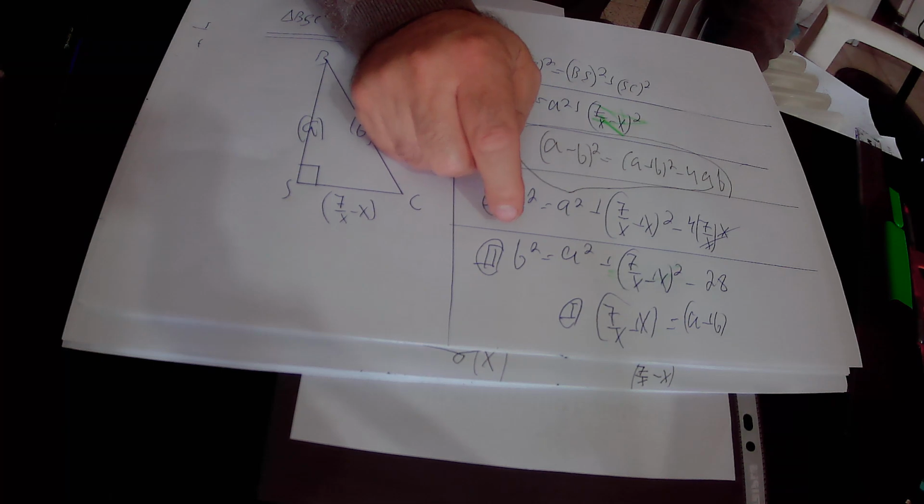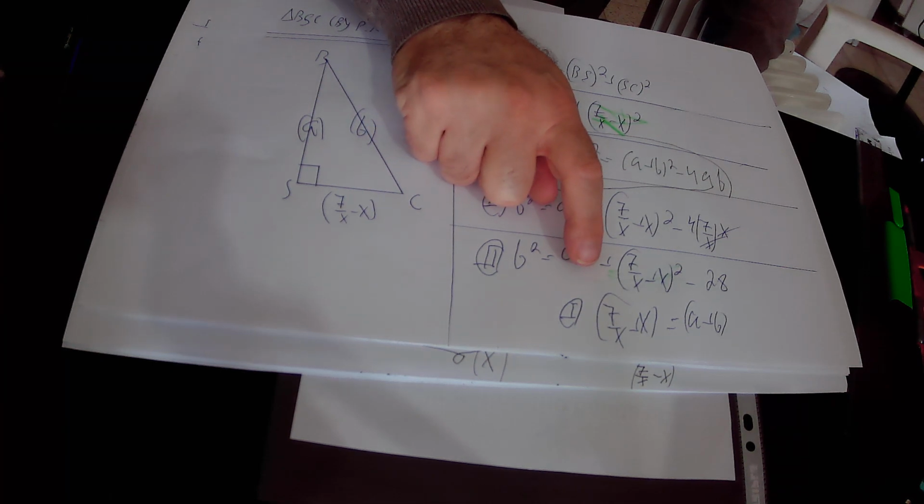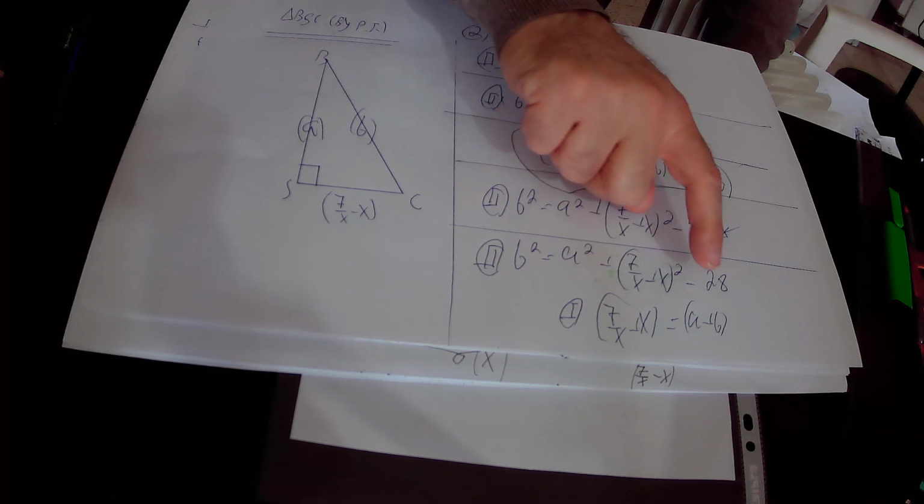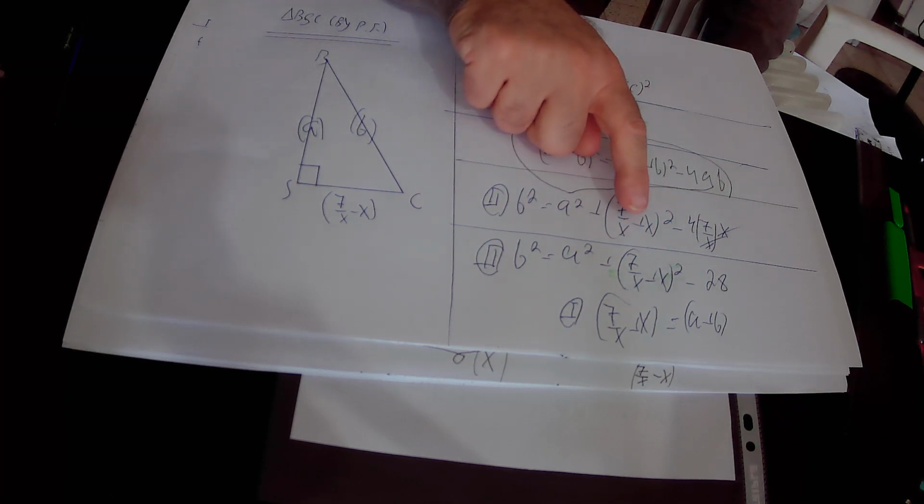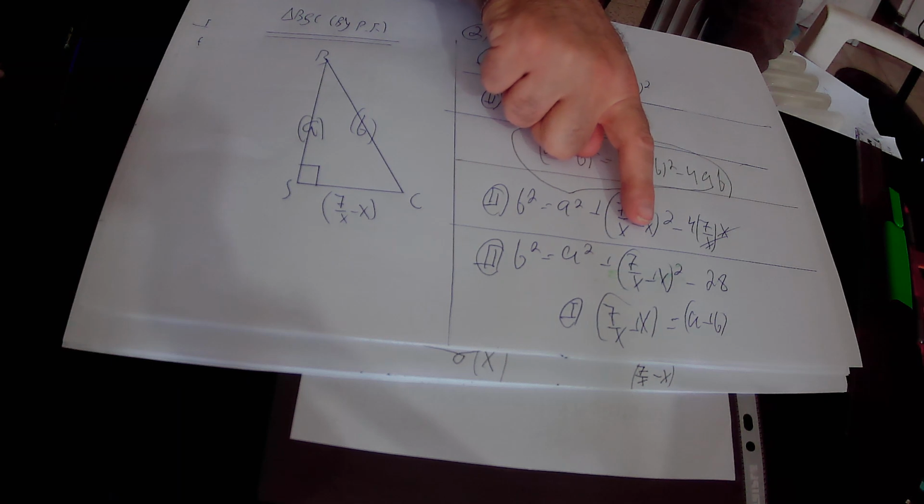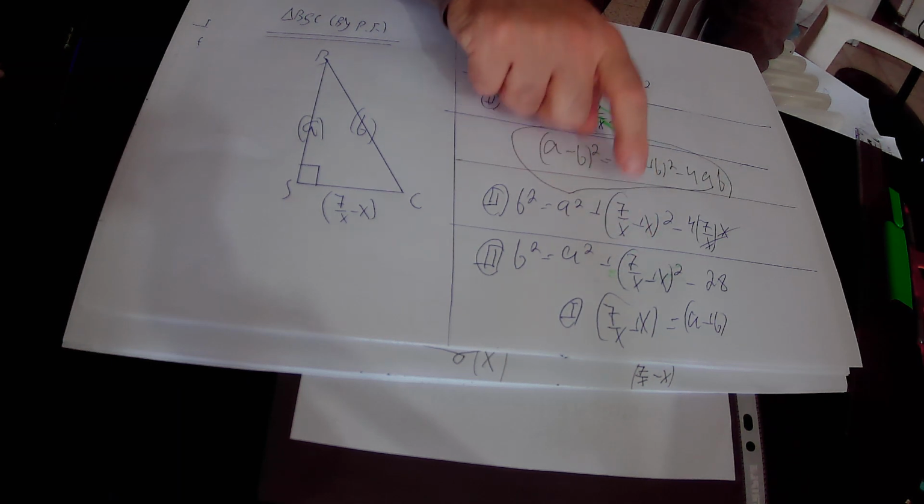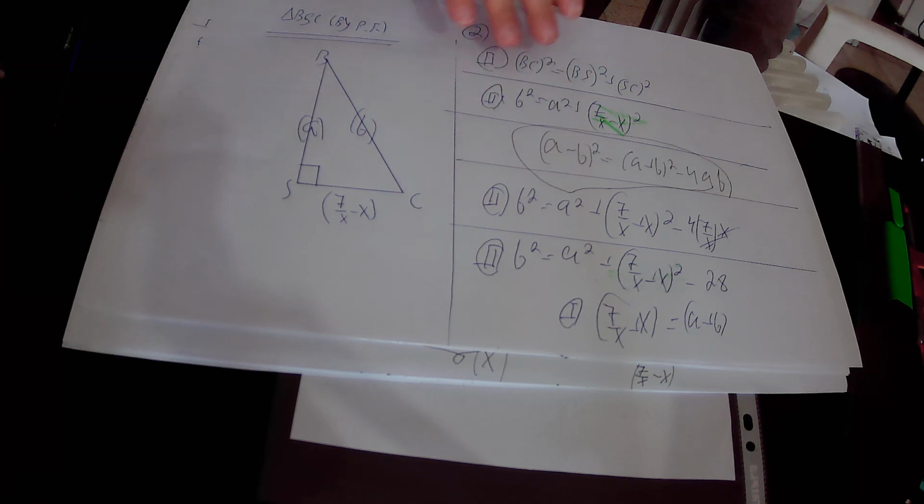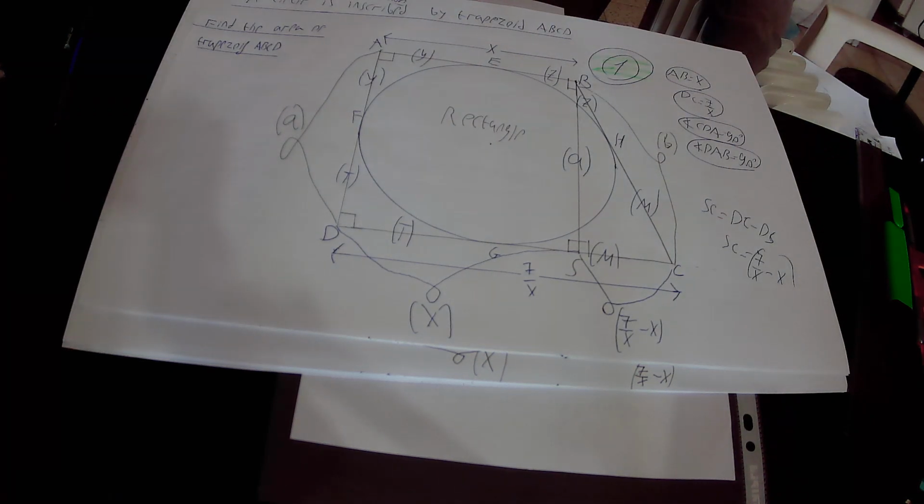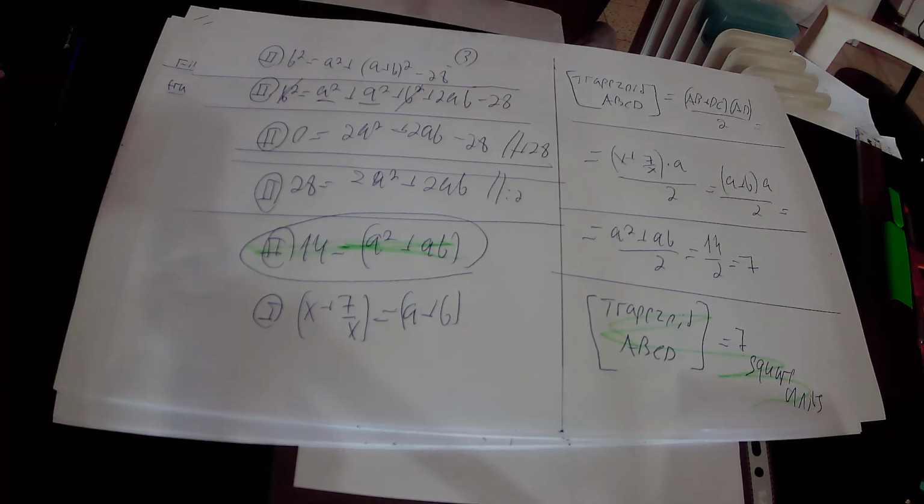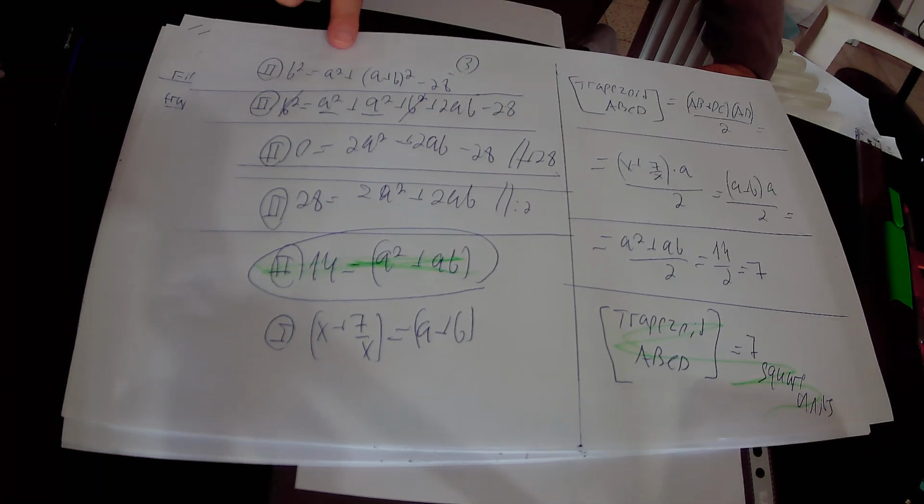But this is according to equation 2, but according to equation 1, we have already found out that 7 over x plus x equals a plus b. Therefore, we can substitute 7 over x plus x in equation 2 by a plus b from equation 1. We did it, and we found out that according to equation 2, b squared equals a squared plus (a plus b) squared minus 28. We just substitute 7 over x minus x squared by (a plus b) squared.